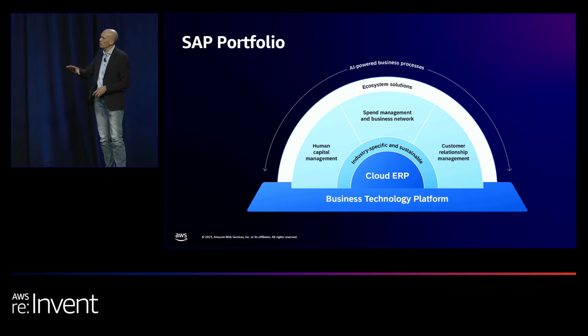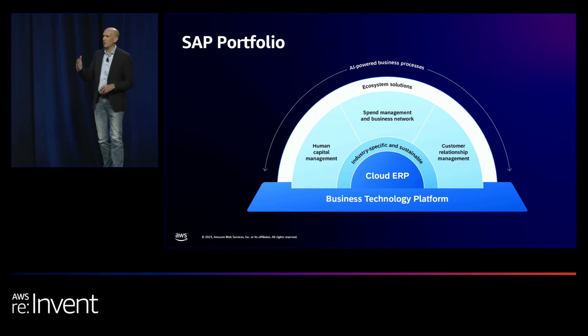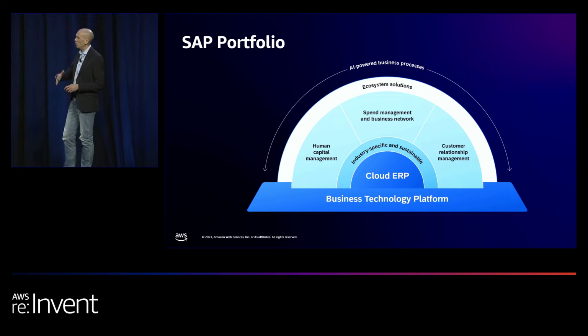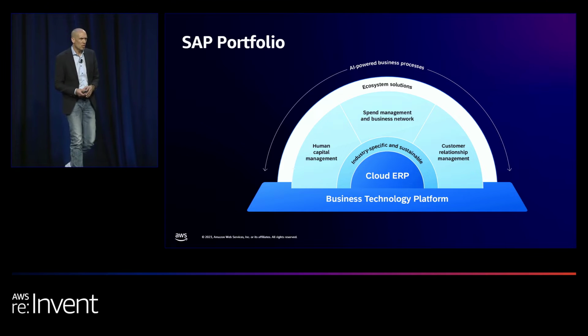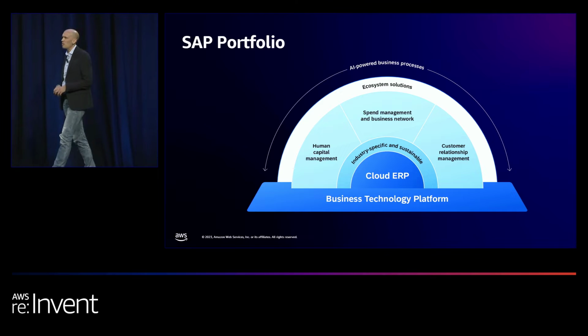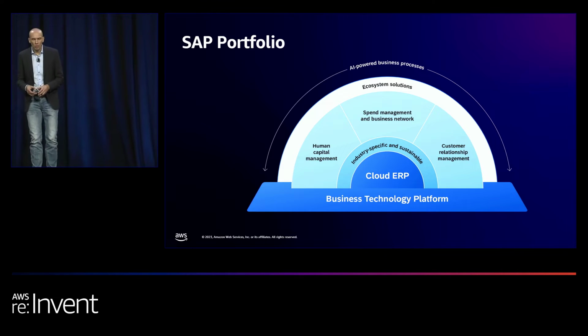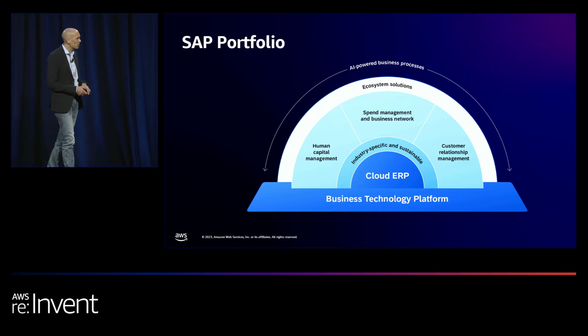And at the bottom, you see the business technology platform, which is basically our technology portfolio, which is infusing basically all of the technology assets and needs that we use for our own applications, but that also our customers and partners use to build their applications and their extensions in the SAP ecosystem as well, on the business technology platform.